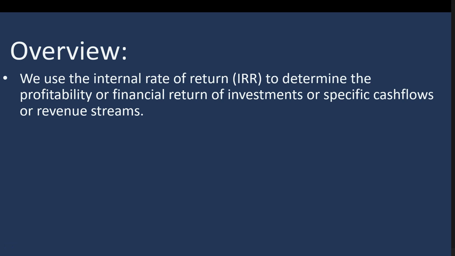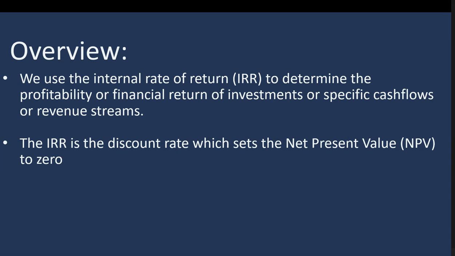So for an overview of this formula, we use the internal rate of return or IRR to determine the profitability or financial return of investments or specific cash flows or revenue streams. Where you have multiple cash flows, you can use the IRR to find out what discount rate sets the NPV equal to 0. And that is also one of the definitions of IRR. So again, IRR is the discount rate which sets the net present value to 0.